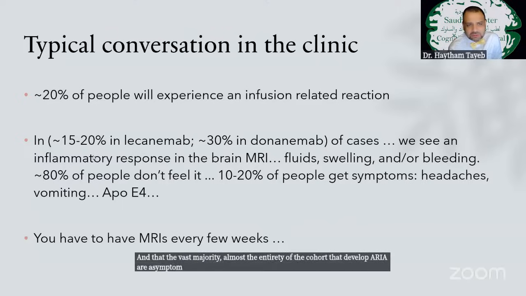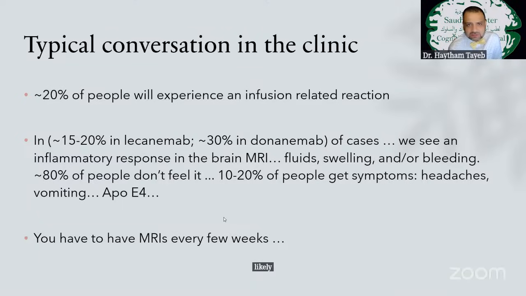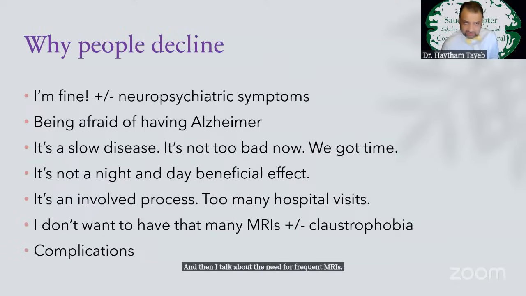I tell them how likely ARIA is likely to develop. And then I talk about the importance of doing ApoE. And then I talk about the need for frequent MRIs. And, not surprisingly, a lot of people decline, and it's not just my charming way of presenting things, but there are reasons why.